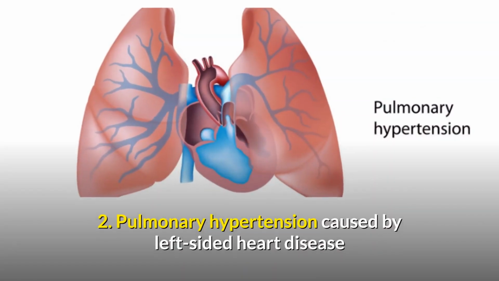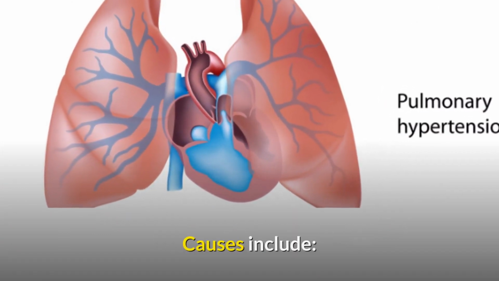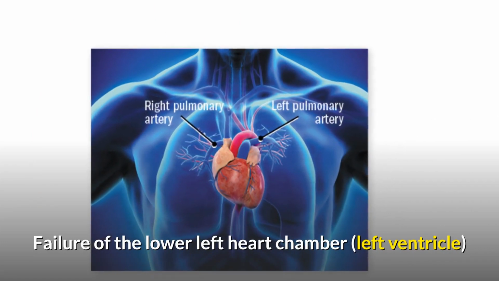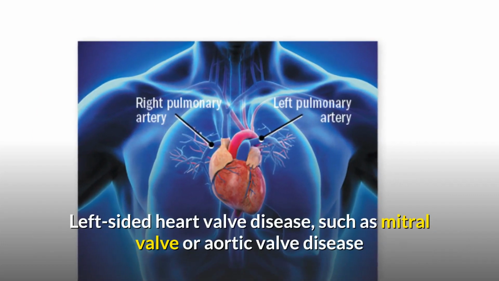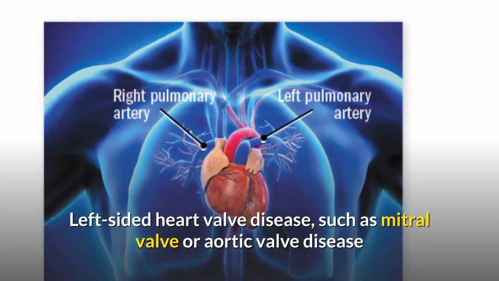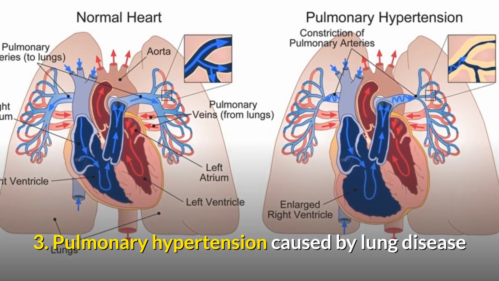2. Pulmonary hypertension caused by left-sided heart disease. Causes include: failure of the lower left heart chamber, the left ventricle, left-sided heart valve disease, such as mitral valve or aortic valve disease.